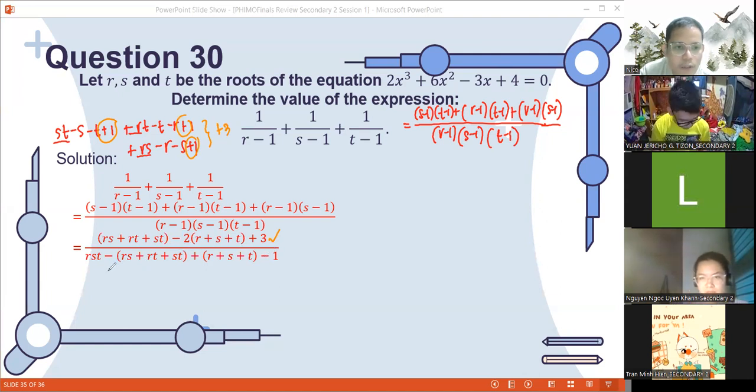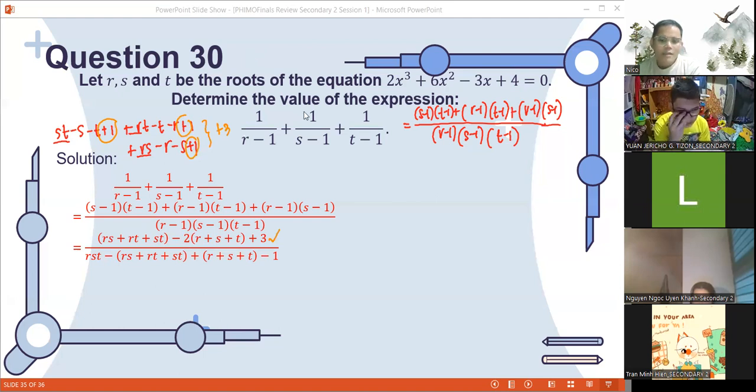Then the next one here, when you multiply it, it's just equal to like this, right? So we have RST, then minus RS, minus RT, minus ST, plus R plus S plus T, and then minus 1. So it's alternating plus, minus, plus, minus. Okay?